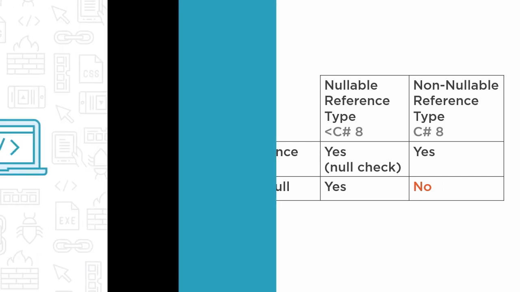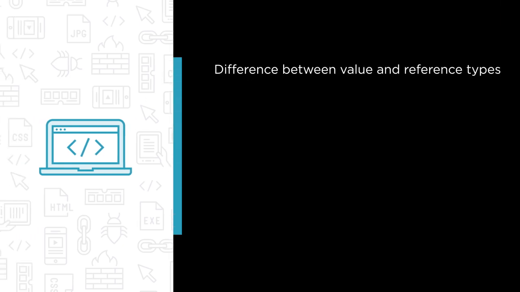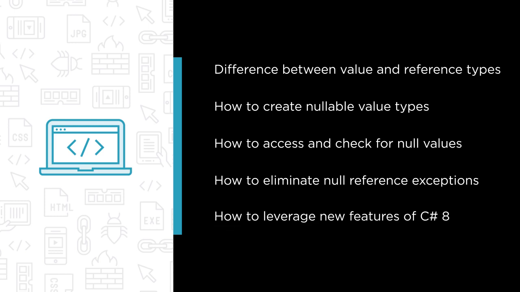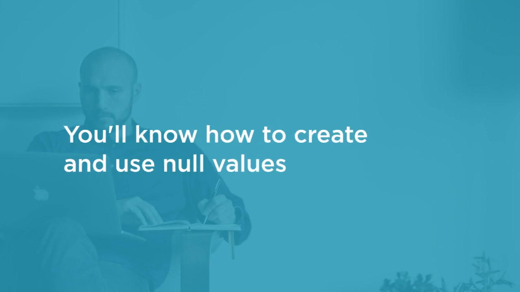Some of the major topics that we'll cover in this course include the difference between value and reference types, how to create nullable value types such as null DateTimes, how to access and check for null values, how to eliminate null reference exceptions with a specific design pattern, and how to leverage the new features of C#8 when working with nulls. By the end of this course, you'll know how to create and use null values and how to help prevent null reference exceptions in production.